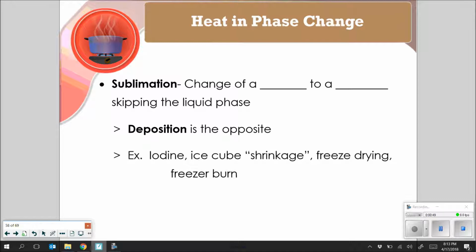So just to take some of the vocab, sublimation is going to be the change of a solid to a gas, and it's going to skip the liquid phase. Deposition is going to be the opposite. It's going to go from a gas right down to a solid, skipping the liquid phase. So for example, some examples of this are iodine, ice cube shrinkage, freeze drying, freezer burn, etc.